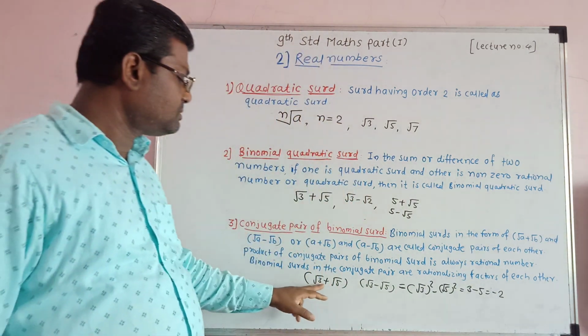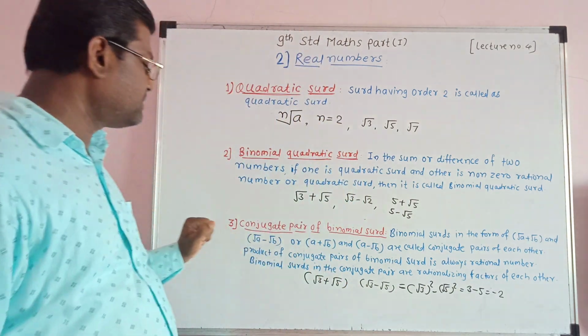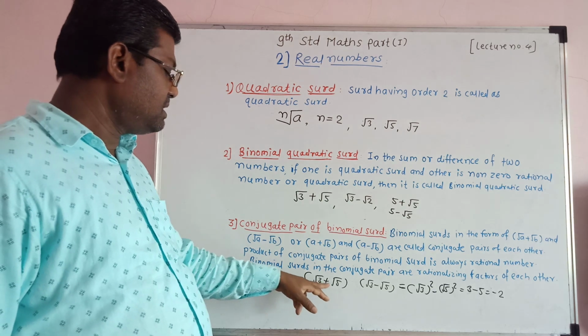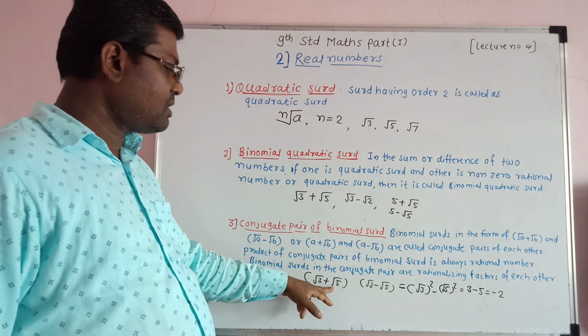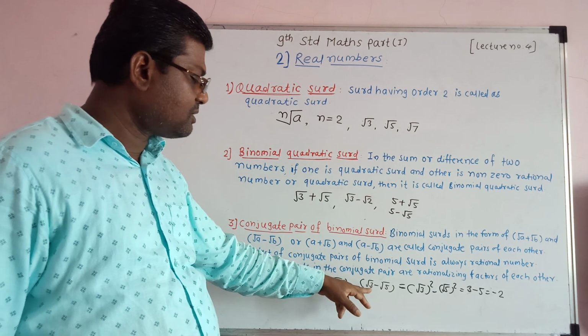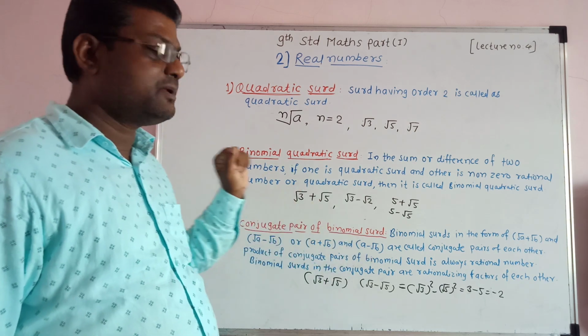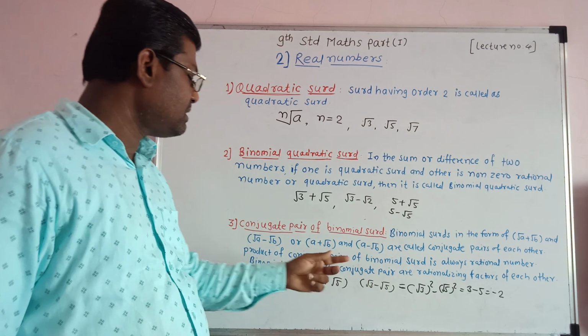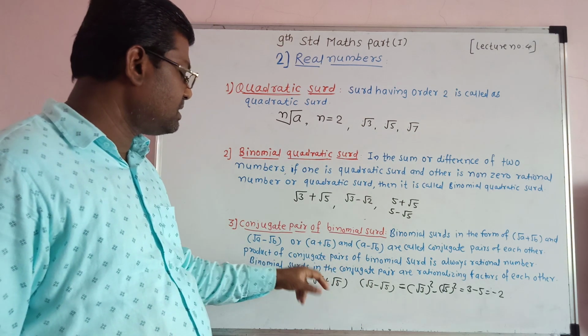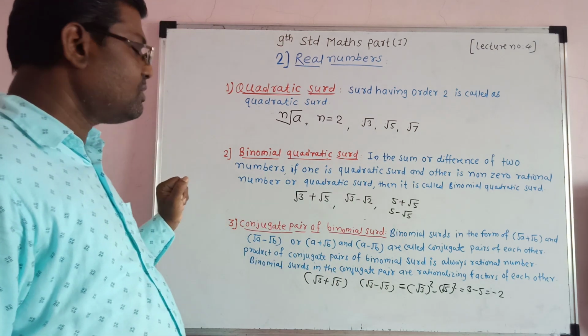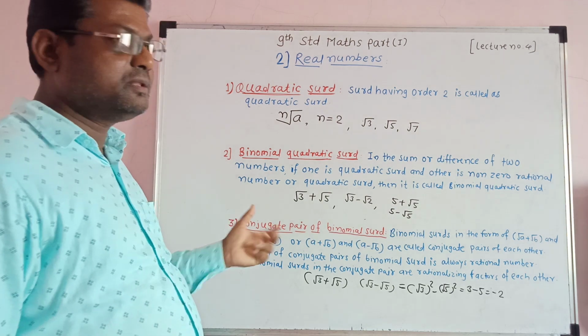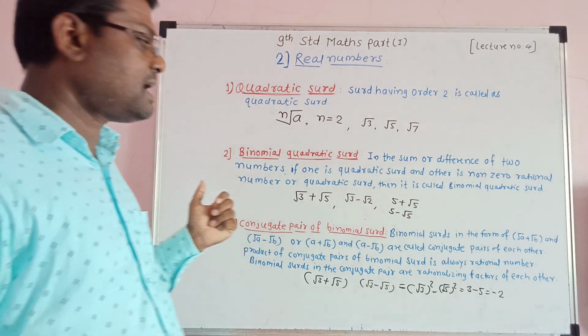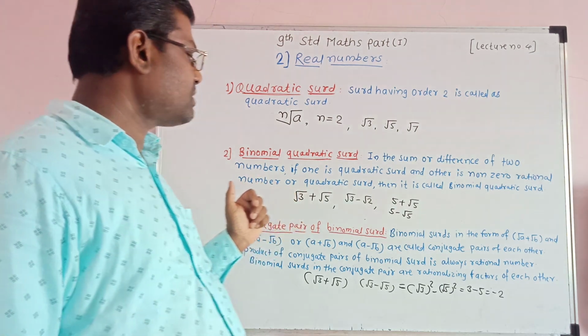And in these two pairs, root 3 plus root 5 is called a rationalizing factor of root 3 minus root 5, or root 3 minus root 5 is called the rationalizing factor of root 3 plus root 5. So binomial surds in the conjugate pair are rationalizing factors of each other.